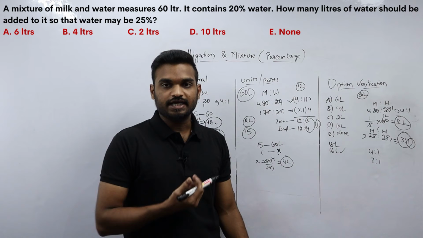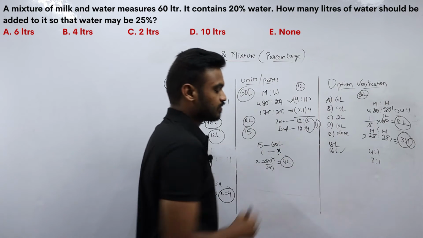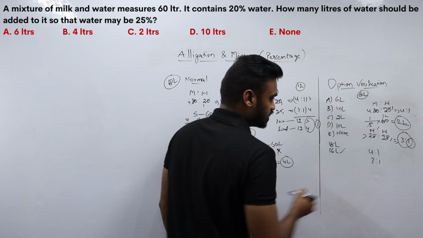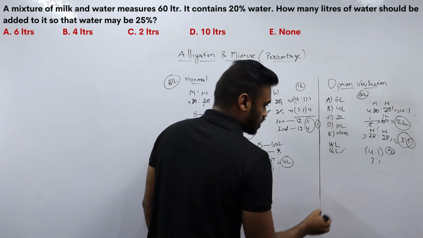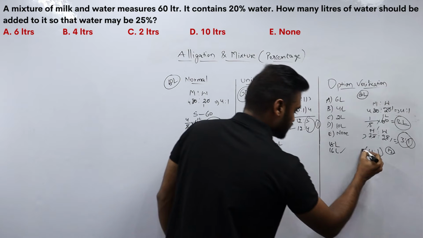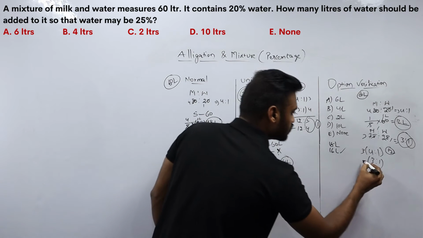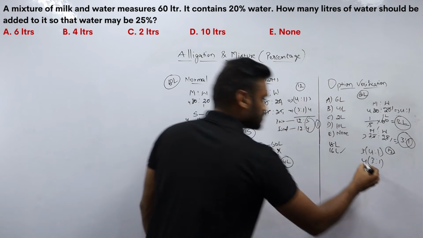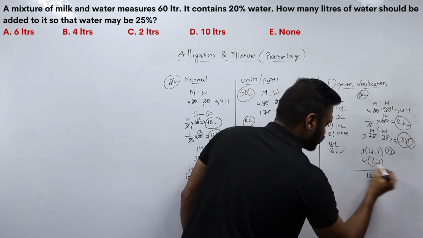So how to equate this? By taking LCM, right? As we are solving in units or parts method, the same method is applied here. See here, the LCM of 4 and 3 is 12 parts, right? So to make this 4 as 12, I am multiplying all the ratio with 3. And to make this 3 as 12 parts, I am multiplying all the ratio with 4. Okay, so I will get 12 is to 3 ones 3 and 12 is to 4 ones 4.